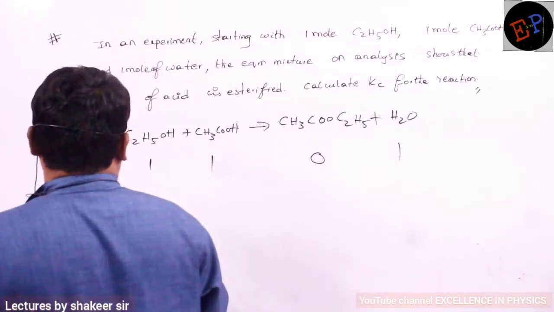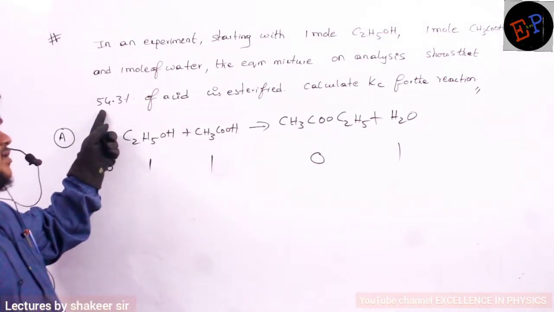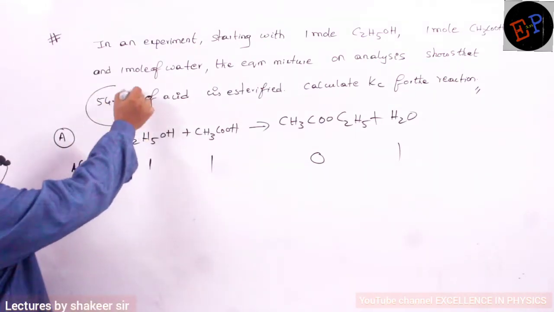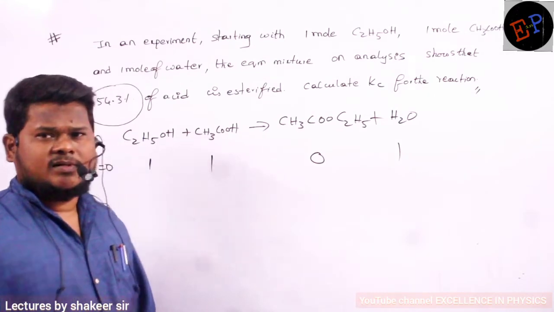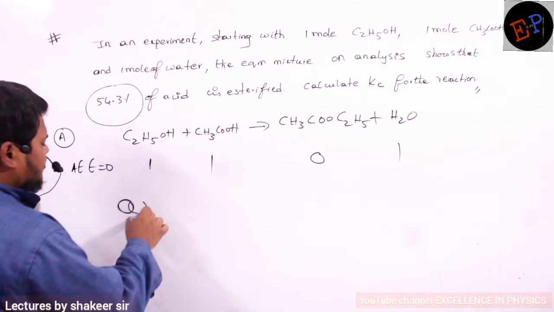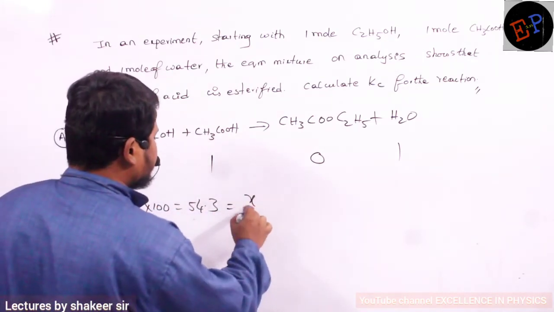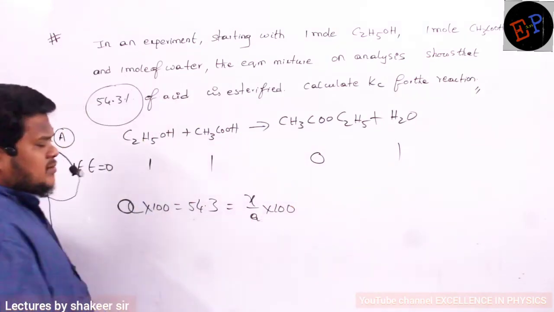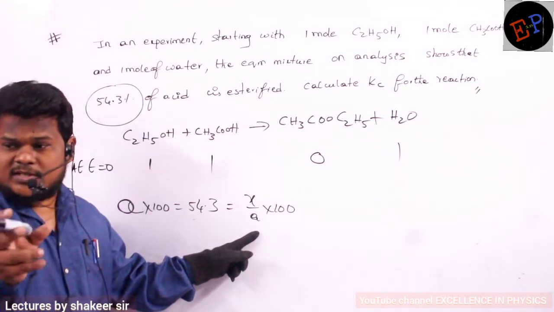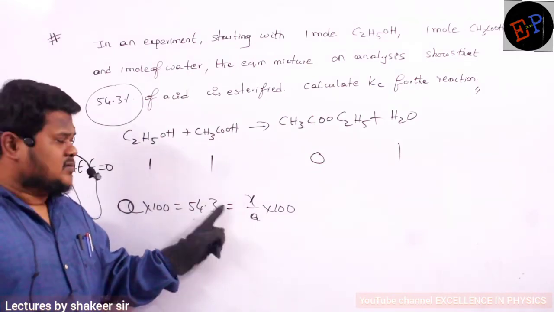Now what is happening at equilibrium? Some of the acid is esterified. It means this much amount of acid has been reduced. Now here the value is given in terms of percentage. Percentage means alpha value. Do you remember? Alpha into 100 is 54.3, which can also be written as x by A multiplied by 100. Do you remember this one?